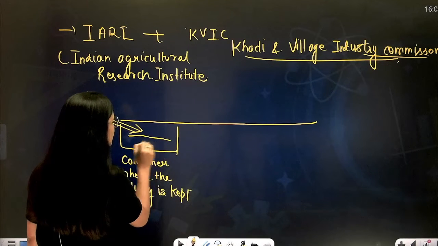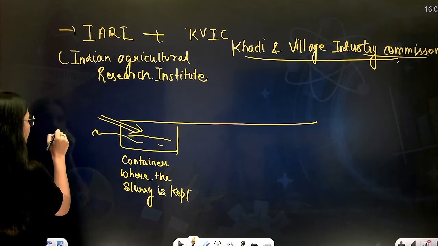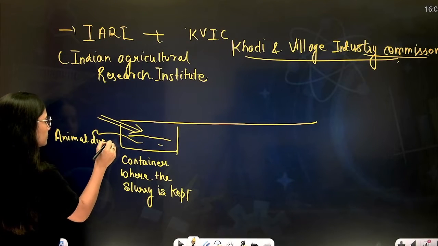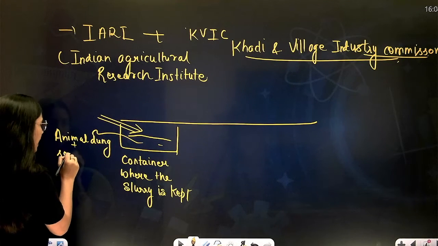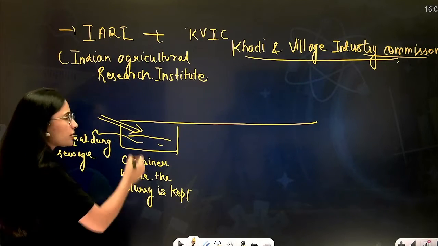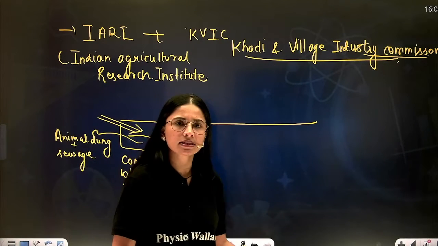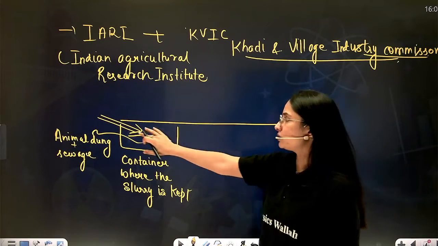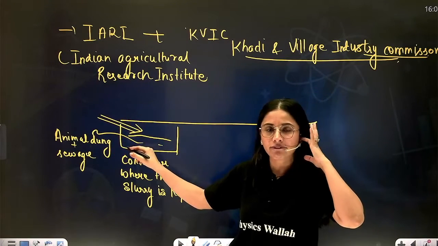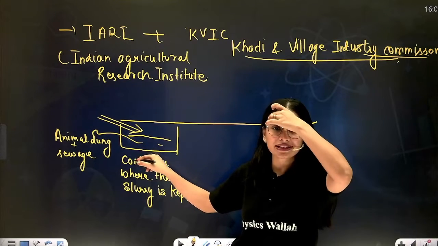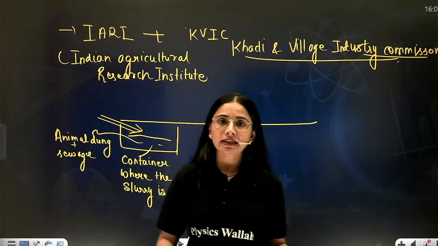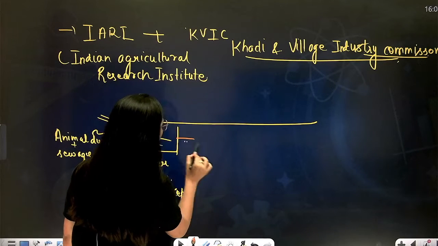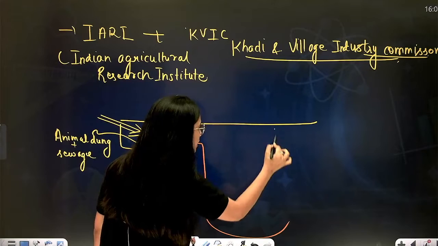Now this slurry is rich in animal excreta, which is cow dung, plus sewage can also be added, and of course water will be added. Sewage means organic matter plus water. Now your simple job is to feed everything, the excreta along with the sewage, in this container. Then directly from this container the entire slurry will be moved to another big underground container.